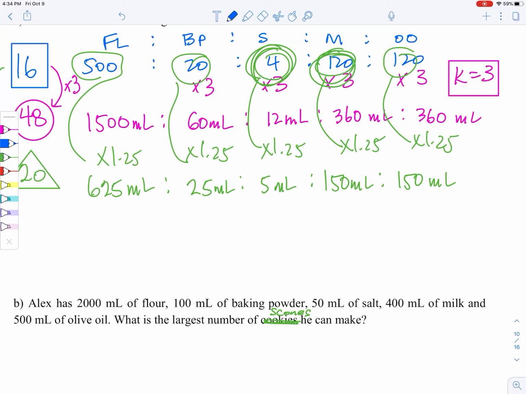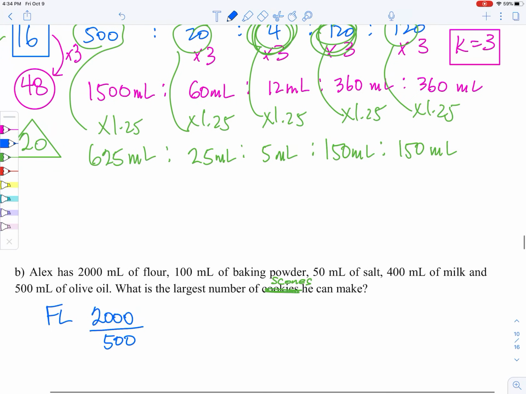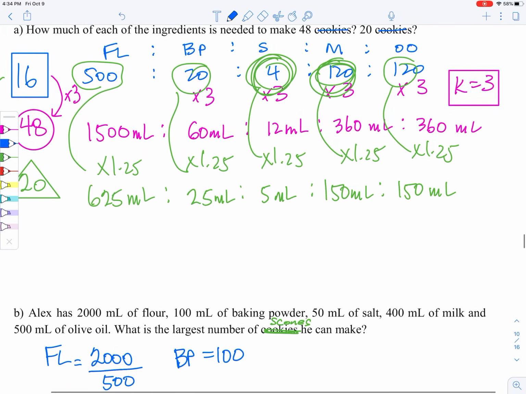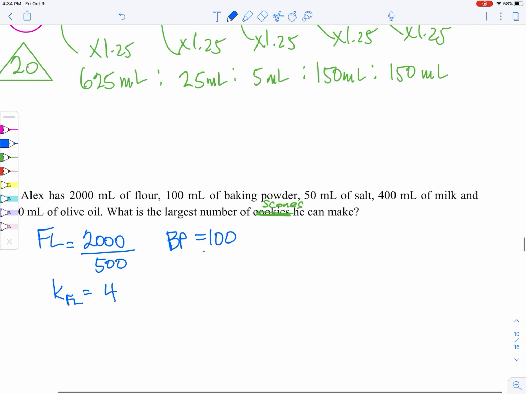So for flour, we have 2,000 mils. The recipe calls for 500. And when we get the scaling factor for flour, K for flour would be 4. It goes in 4 times. So if we were looking at the flour, it looks like we can make 4 batches. Then we look at the baking powder. We have 100. The original asked for 20. So the scaling factor, or K, for the baking powder is actually 5. So we have enough baking powder to make 5 batches.